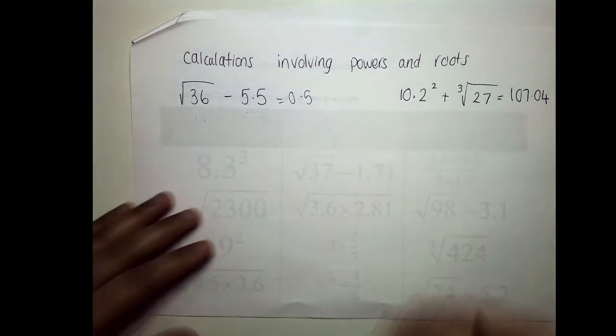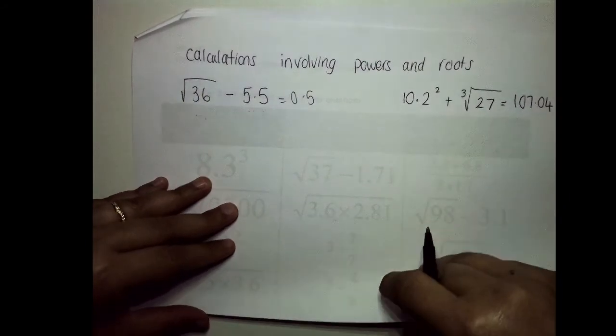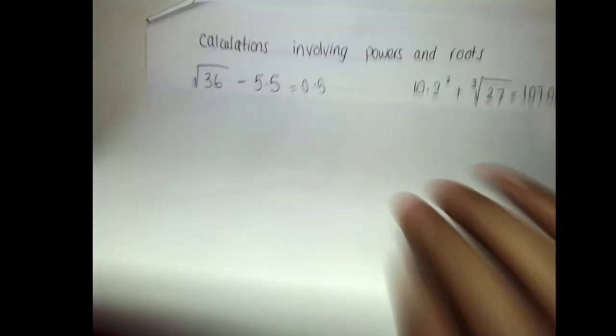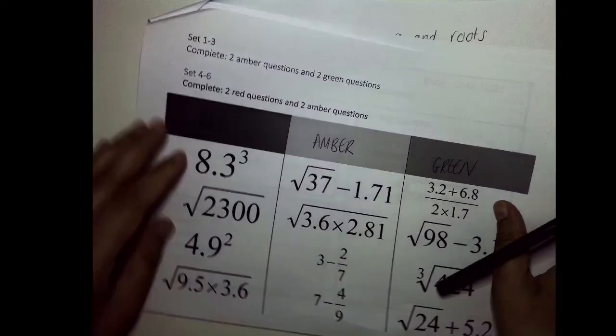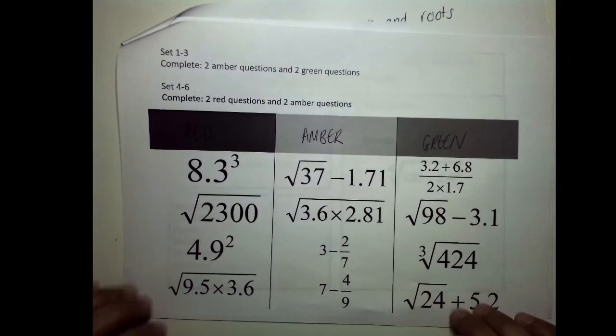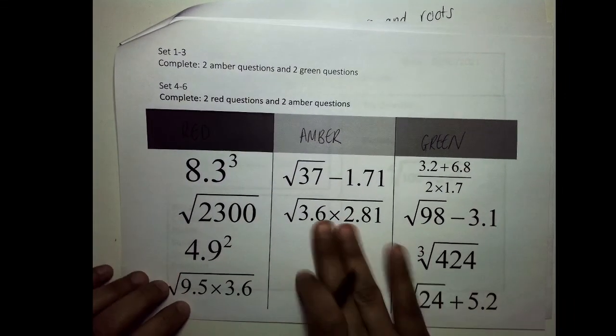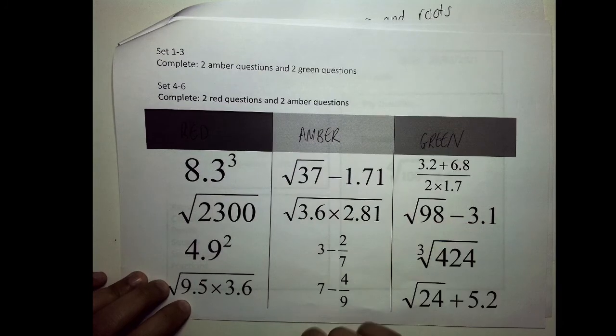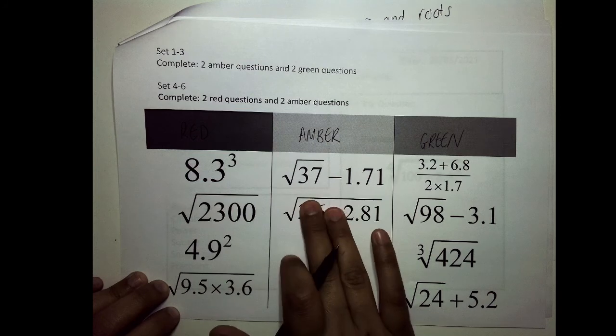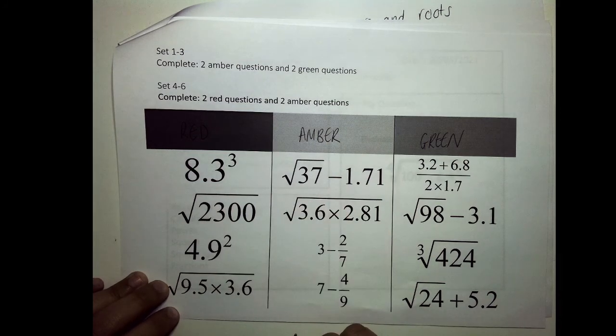Fantastic. Now for your task, you have the following questions. Now if you are in sets 1 to 3, please complete 2 amber questions and 2 green questions, and if you are in sets 4 to 6, please complete 2 red questions and 2 amber questions. You will need to upload a picture of your solutions to Class Charts. Just write out, if your answer is a decimal, write out the full decimal answer. Thank you.